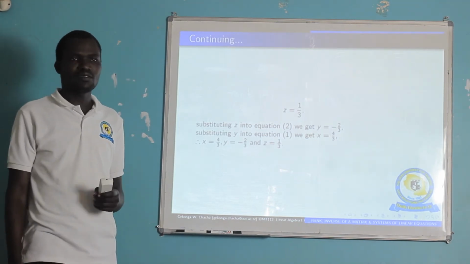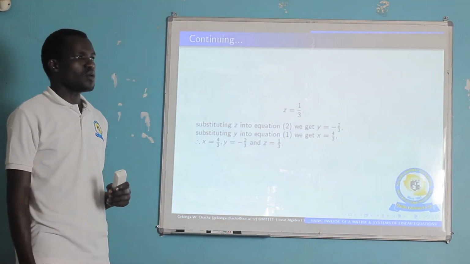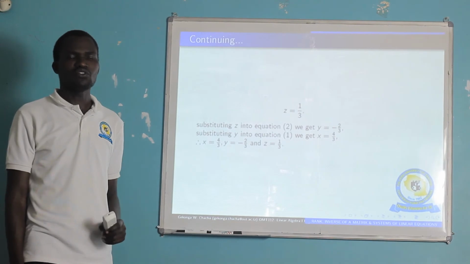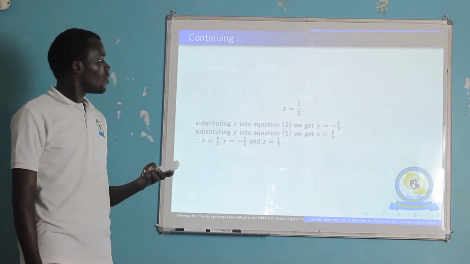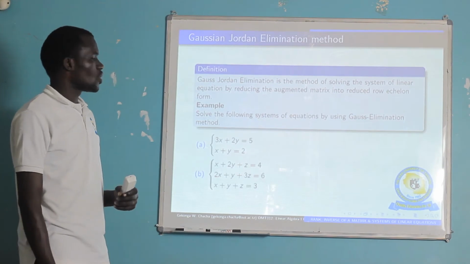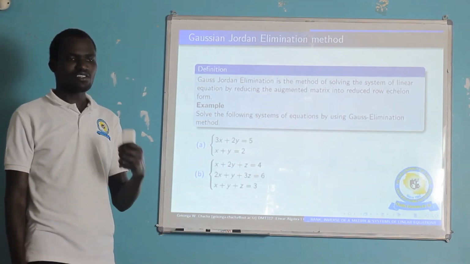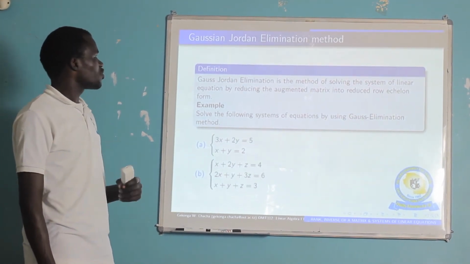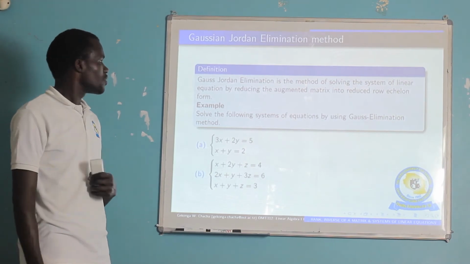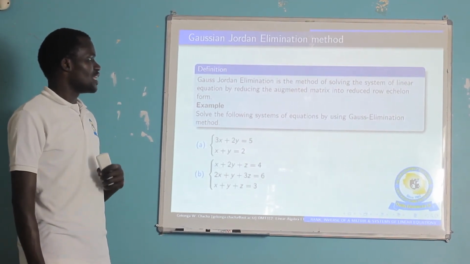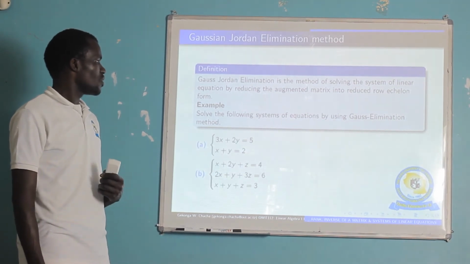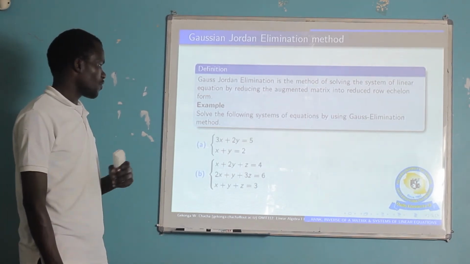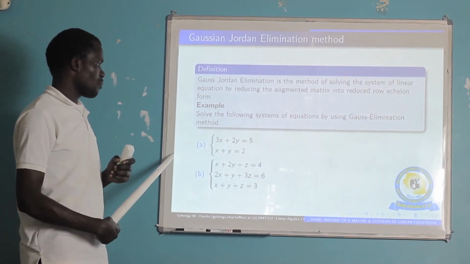So, my dear students, solving a system of linear equations by using the Gauss elimination method is solving by using the row echelon form. The next way of solving a system of linear equations by using row reduction is by using the Gauss-Jordan elimination method. What is the Gauss-Jordan elimination method? It is a method of solving a system of equations by reducing the augmented matrix into reduced row echelon form. So, this is an example.